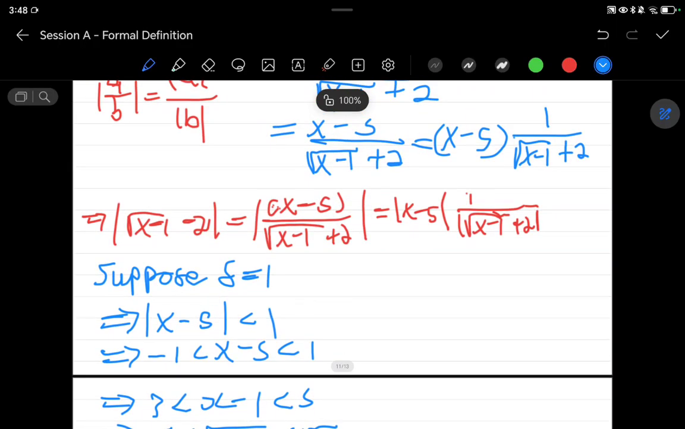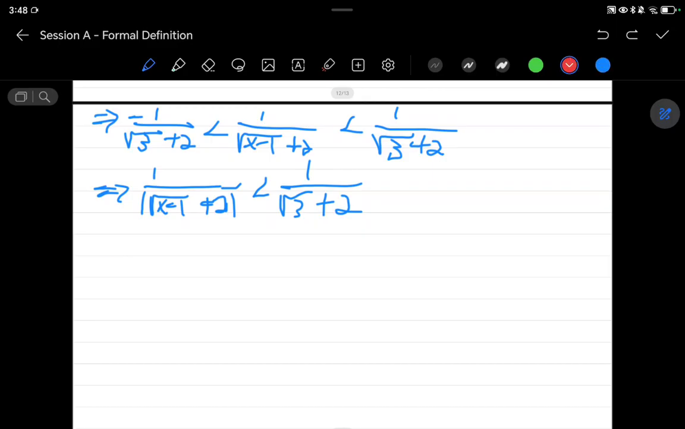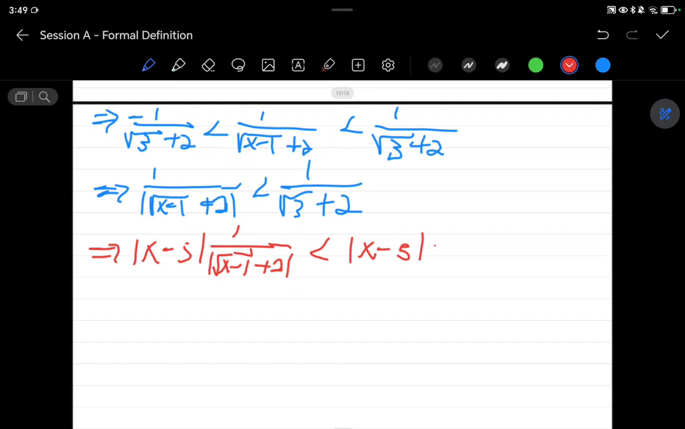Let's take it from this question. You see, right? The question that we have there is this. This would imply that the absolute value of x minus 5, I'm just copying that question there, times 1 over the root of the absolute value of x minus 1 plus 2 will be less, because this is less, right? Will be less than the absolute value of x minus 5 times 1 over root of 3 plus 2, and this is less than a.